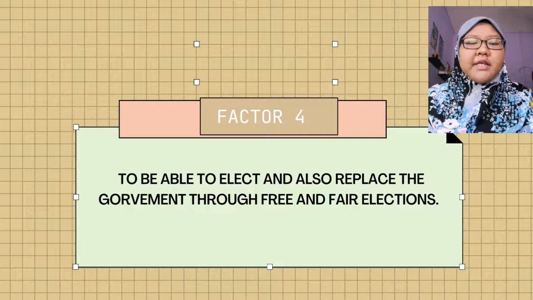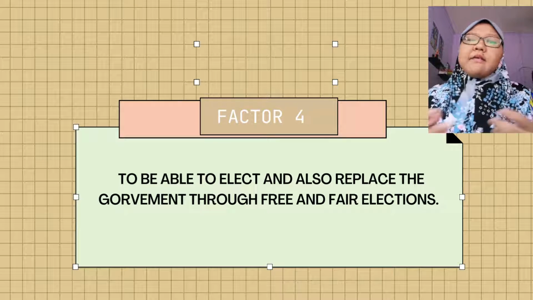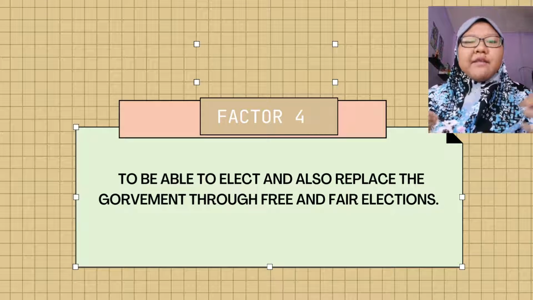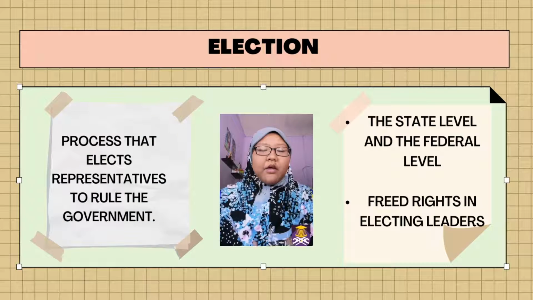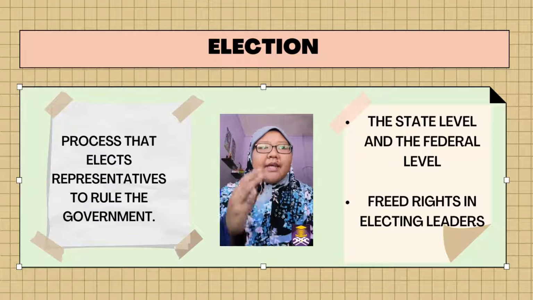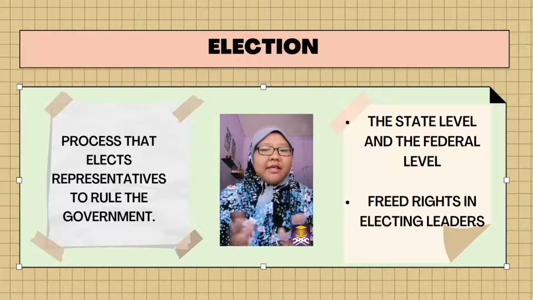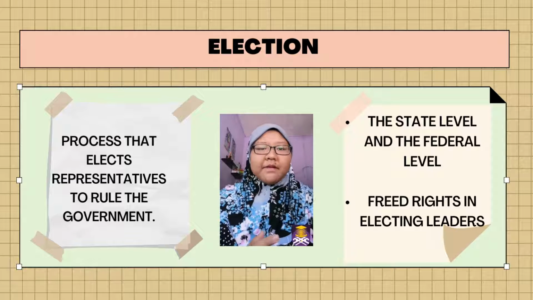Elections are very important in governing the country for more progress and harmony. The democratic system provides an opportunity for the people to express their opinions or suggestions. What is an election? Elections are a process to elect representatives to rule the government. In this election, there are two levels for conducting the election, namely the state level and the federal level.